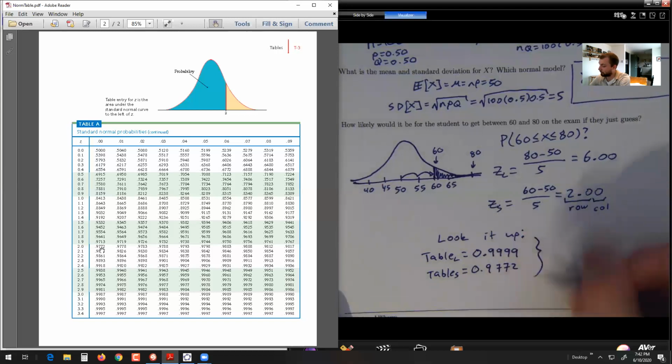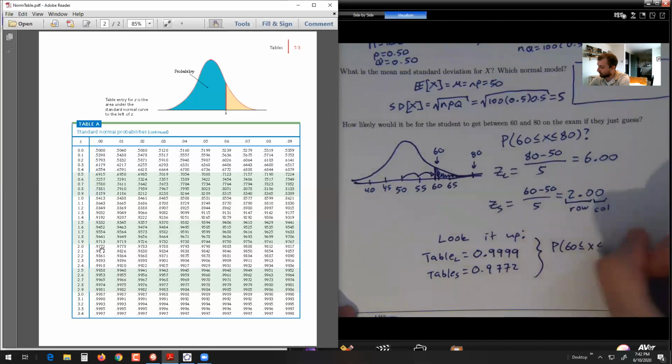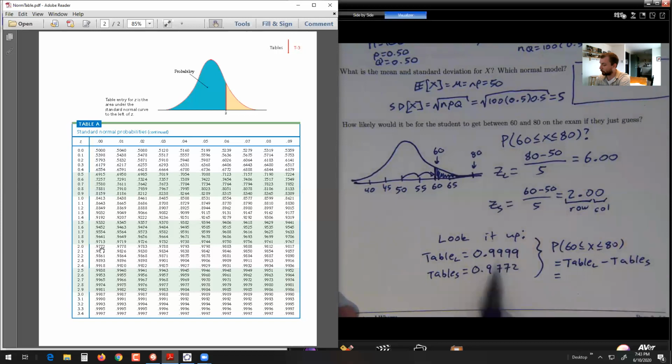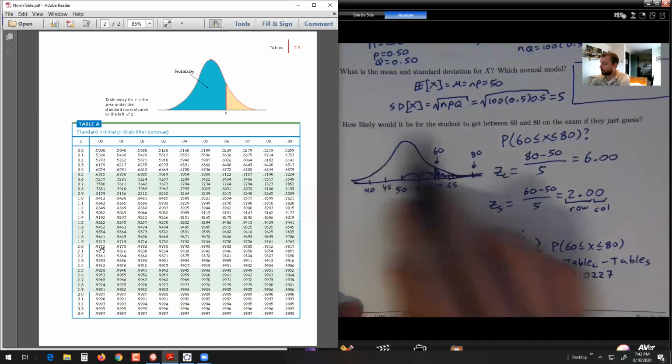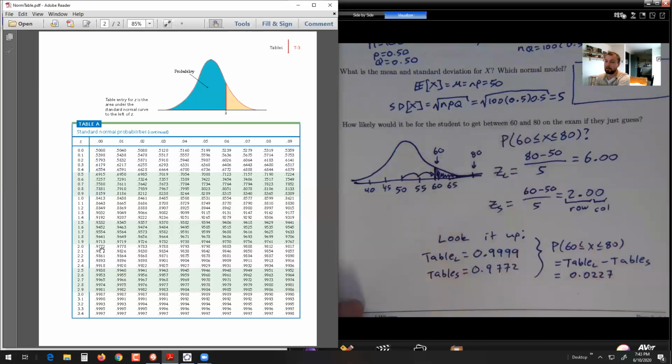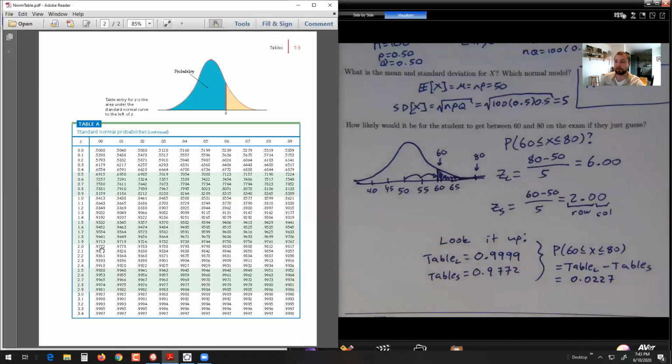If it's between two values, to find the probability that it's between 60 and 80, I'm going to take the large table value and I'm going to subtract the smaller table value. And when I do 0.9999 minus 0.9772, I believe I get 0.0227. In other words, there is a 2.27% chance that a student would get between 60 and 80 on their next exam if they just guessed.